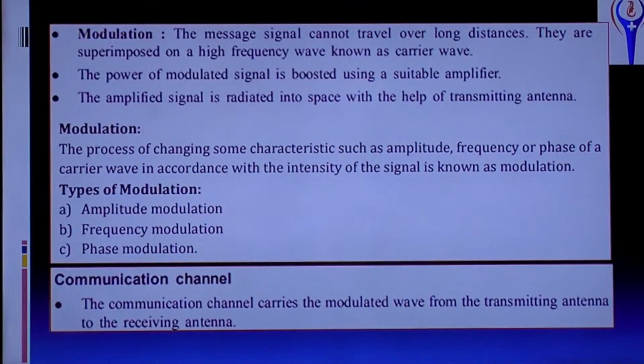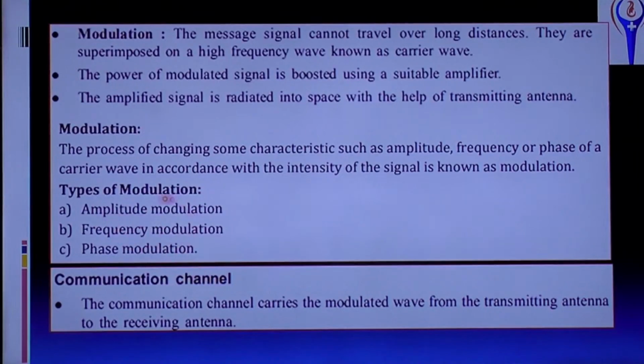Modulation. The message signal cannot travel over a long distance, so we need a carrier wave, a high frequency wave, to superpose on it. The power of the modulated signal is boosted using a suitable amplifier, and the amplified signal is radiated into space with the help of a transmitting antenna. Modulation is the process of changing some characteristic, such as amplitude, frequency or phase, in accordance with the intensity of the signal.